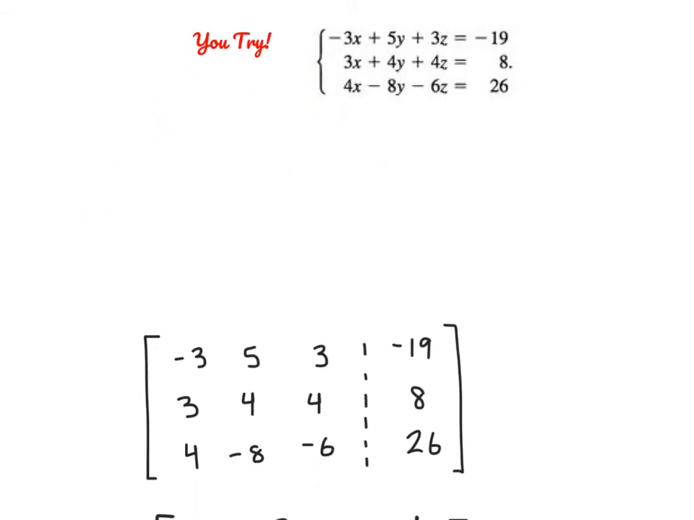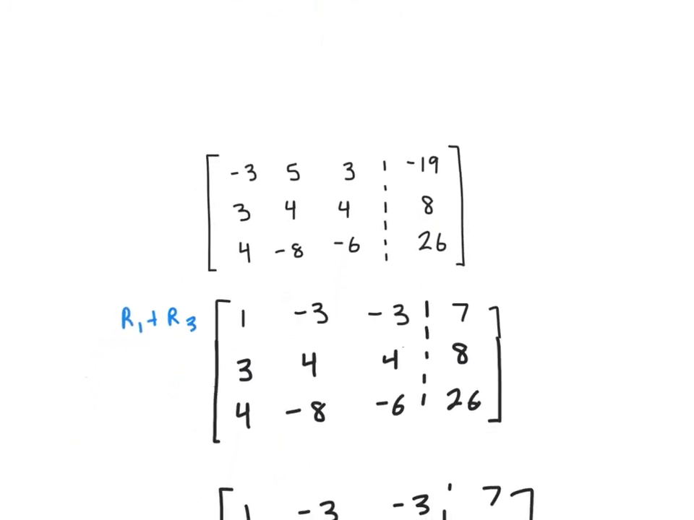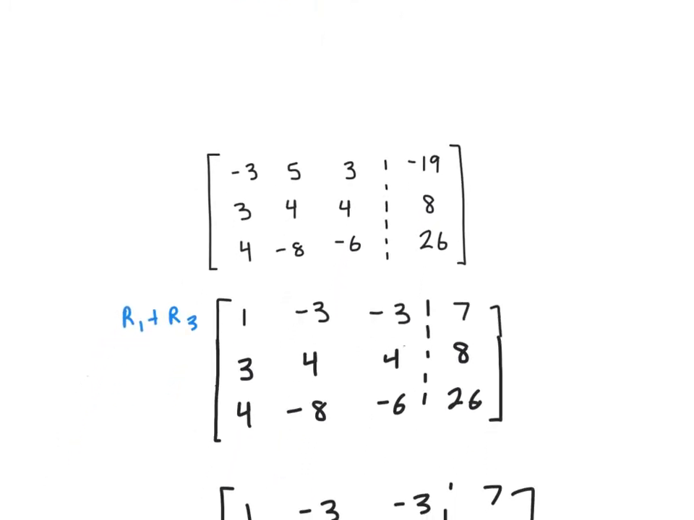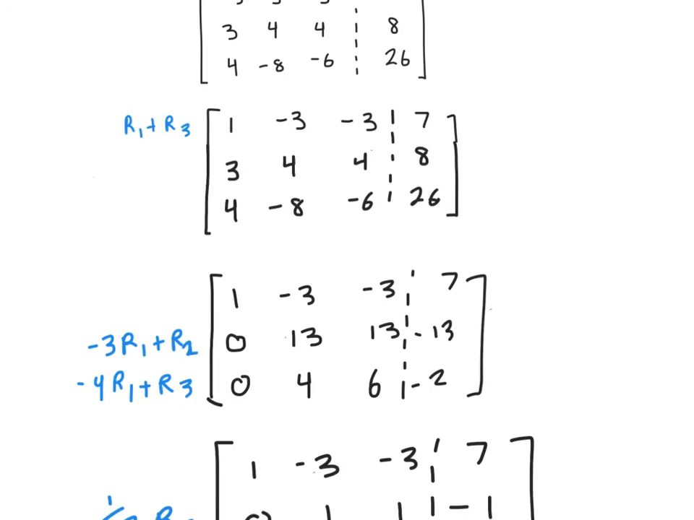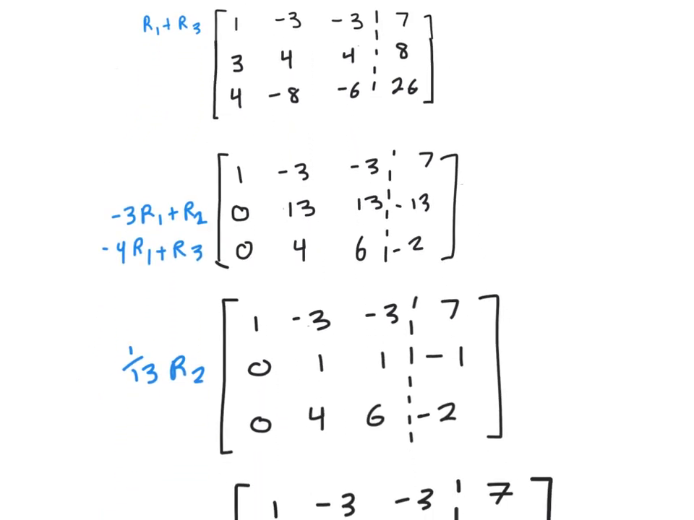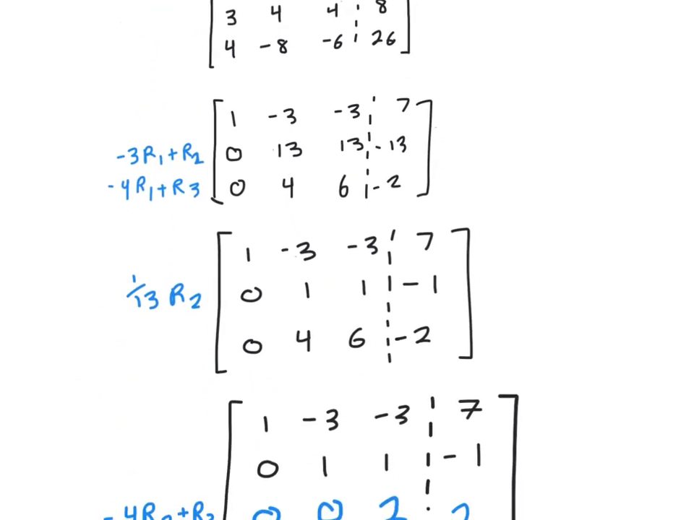Okay, so we're going to start going through the steps. As I mentioned, for that first step, if you add row 1 and row 3, you get a nice 1 up in the upper left-hand corner, which is exactly what we want. From there, we can add row 2 and -3 times row 1 to get our 0, and we can add row 3 and -4 times row 1 to get our 0, which works out really nicely in row 2 because we have all 13, so it's nice when they're all divisible by the same thing.